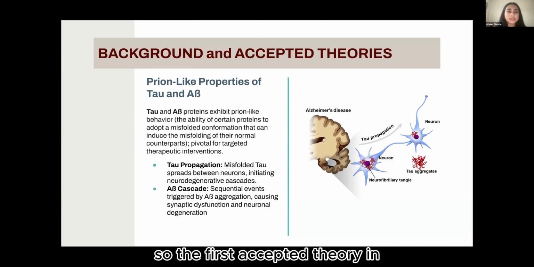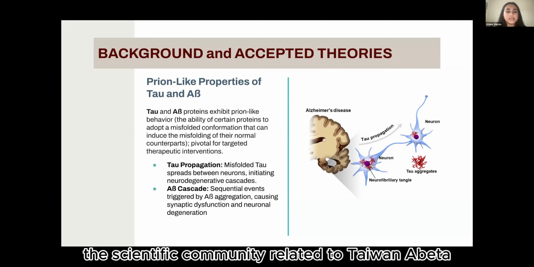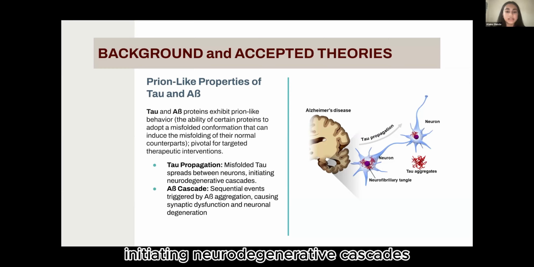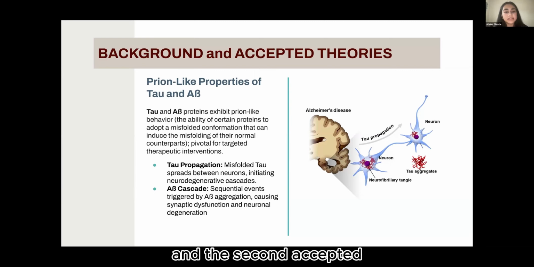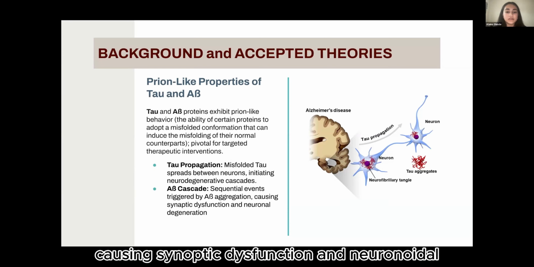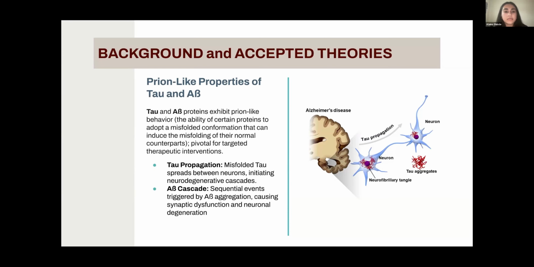So, the first accepted theory in the scientific community related to tau and A beta is tau propagation, which basically says that misfolded tau spreads between neurons, initiating neurodegenerative cascades. And the second accepted theory has to do with the beta amyloid cascade, which says that there are sequential events triggered by beta amyloid aggregation causing synaptic dysfunction and neuronal degeneration.